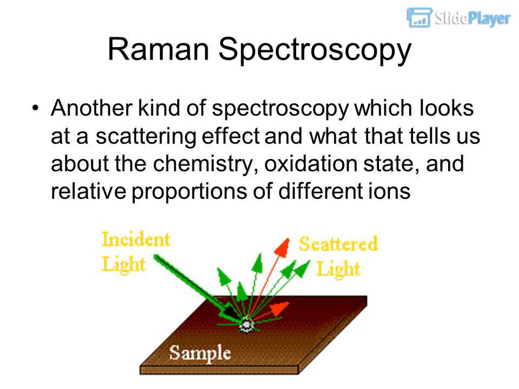Raman spectroscopy is another kind of spectroscopy which looks at a scattering effect and what that tells us about the chemistry, oxidation state, and relative proportions of different ions.